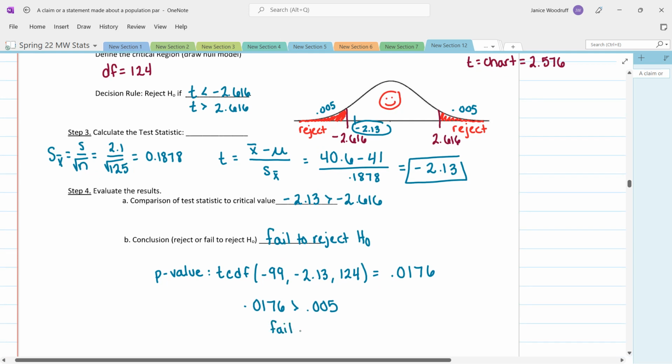Remember, if P is high, the null will fly. Again, it's easier to just plot it and look at it instead of trying to remember that little rhyme. But if you want to remember the rhyme, it's helpful. All right, any questions on that one? It's if P is low, the null must go. If P is high, the null will fly.